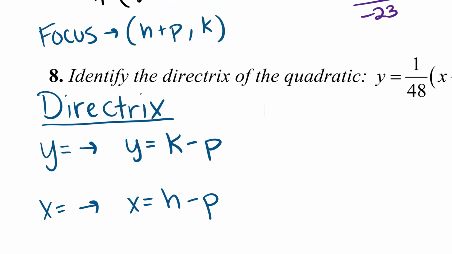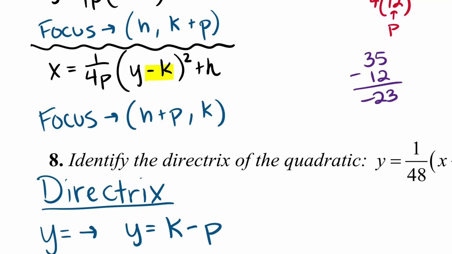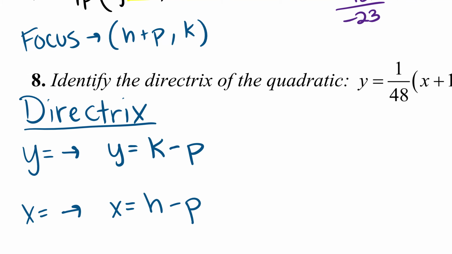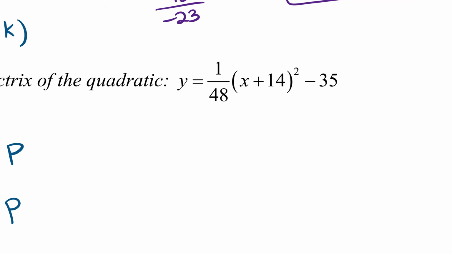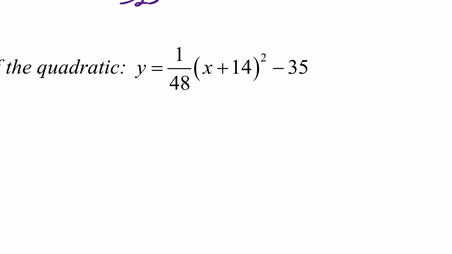So notice they're just the opposite of the focus. So like on the y equals, my focus is k plus p, so my directrix is k minus p. And the other one is focus h plus p, directrix h minus p. And that's really it. So I do the same thing. And again, if you get the same equation, great, you've already done some of the work. If not, I'm just going to go through it again. So I have h, I have k, and then this is 4 times 12, which means p is 12.